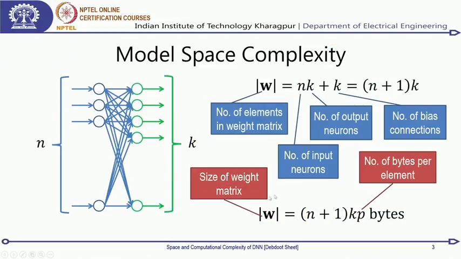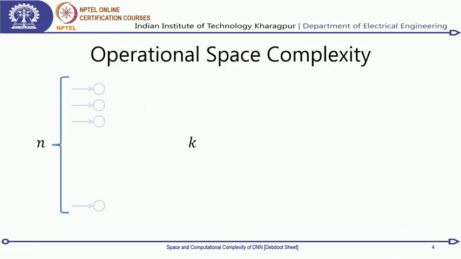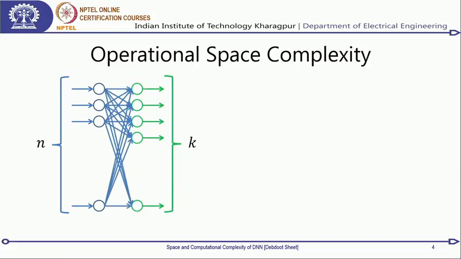Now, if I have my weight matrix here, which is stored on my hard drive, and I take p bytes per element to store, this effectively makes the amount of space I require to store it on my RAM or on my hard drive (n plus 1) times kp bytes. Okay. Now, that brings us to the next point, which is operational space complexity. This is the space I required to store all of this in my RAM, but now I am going to make use of it. There will be one sample data point coming in, going through to the output, and intermittently, how much space do I take?